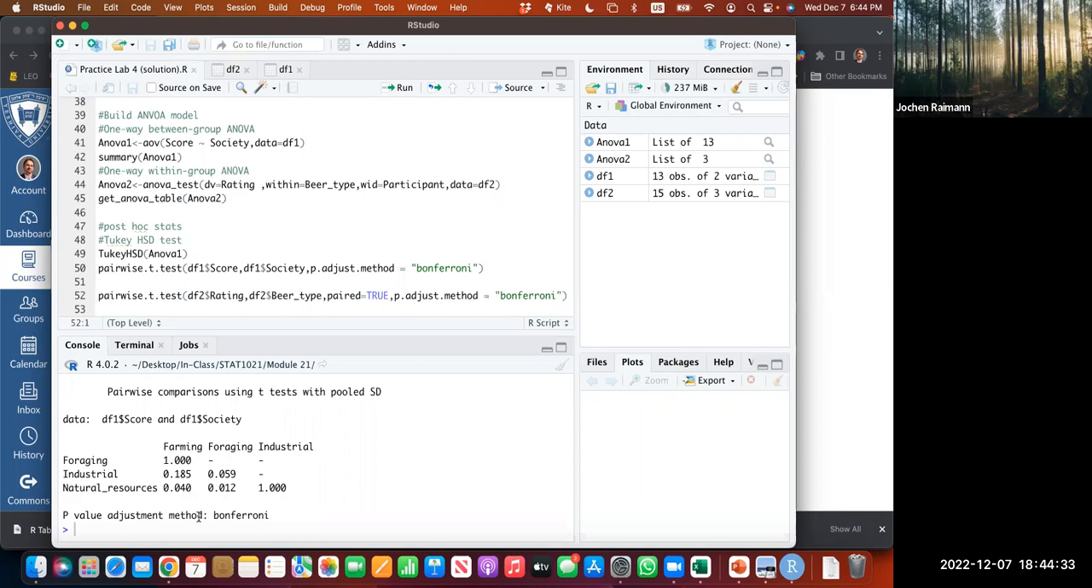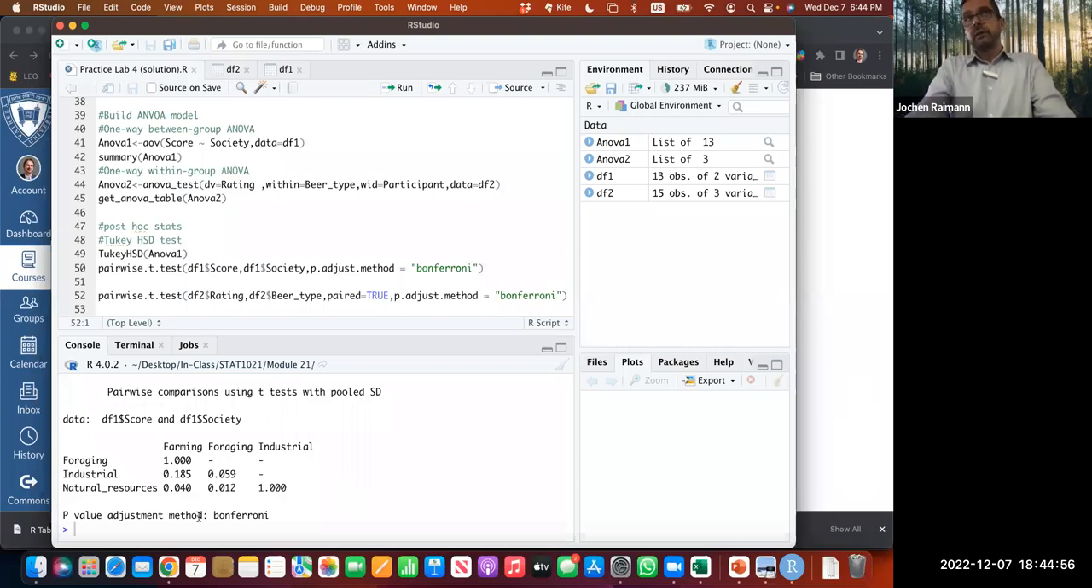These are the respective adjusted p-values. And you will only accept everything that's smaller than 5%. But these are adjusted for the number of comparisons in your analysis. So the only one that is truly significant here is natural resources versus foraging, natural resources versus farming. So that's how you approach post hoc testing.